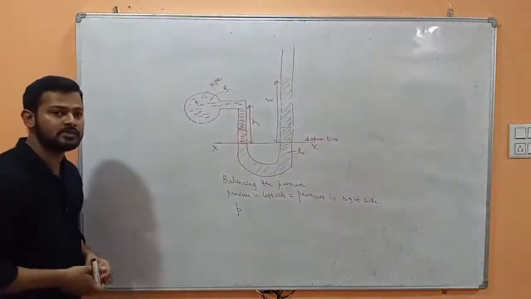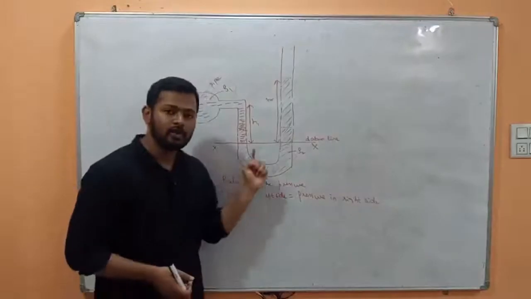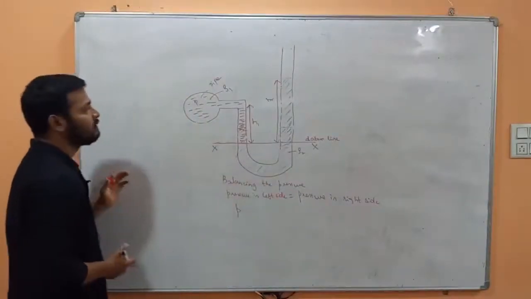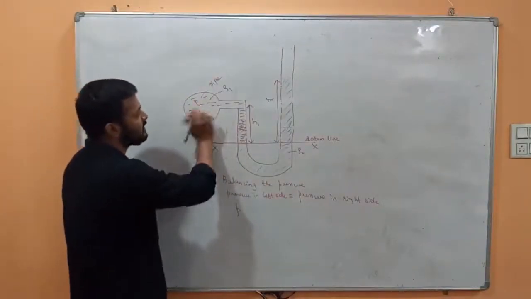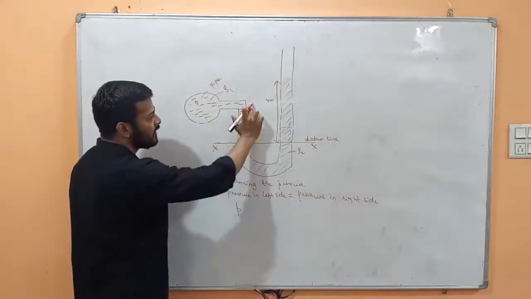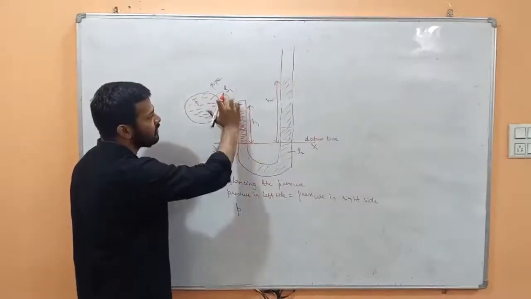So that's one of the reasons why mercury is used in U-tube manometers. So we can balance the pressure. One is the pressure inside the pipe, and one is the pressure due to this height. So this liquid has a density of rho 1.